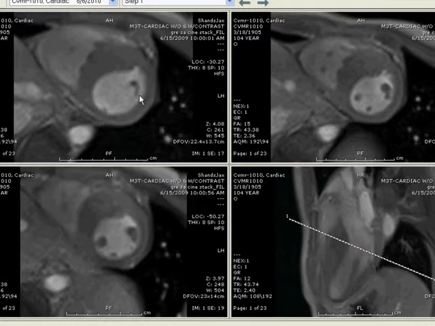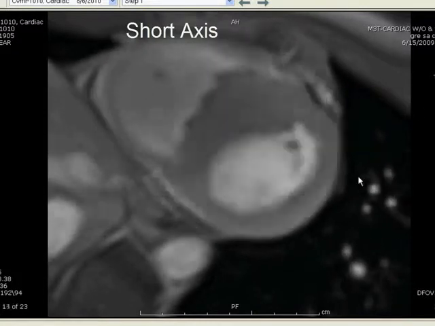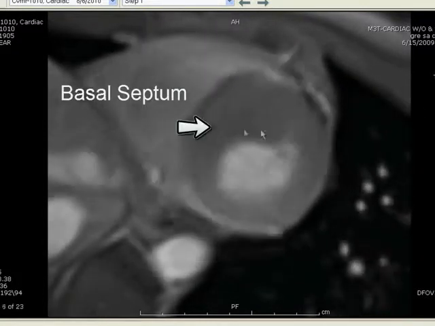This patient is a 22-year-old male presenting with an abnormal echocardiogram, and for further assessment demonstrating a degree of left ventricular hypertrophy by echo. So, a cardiac MRI, beginning with assessment of cine images. In the short axis, we can see that there is significant hypertrophy of the basal septum.